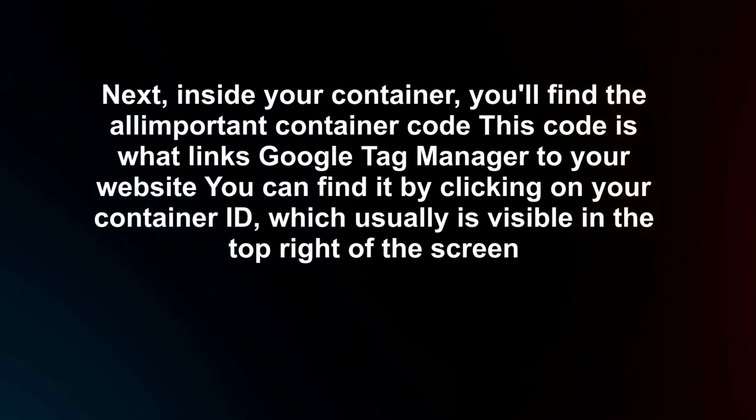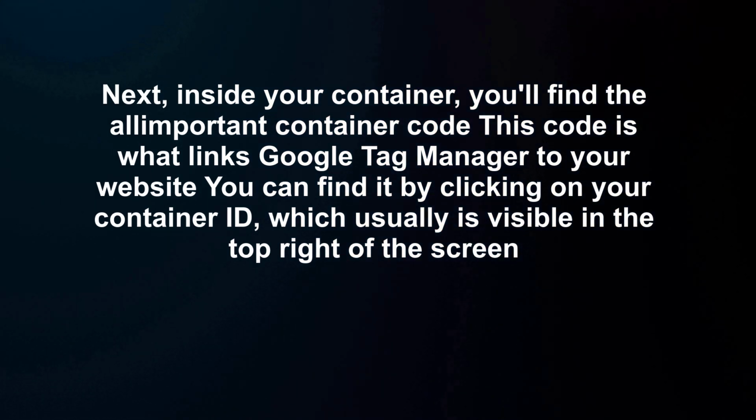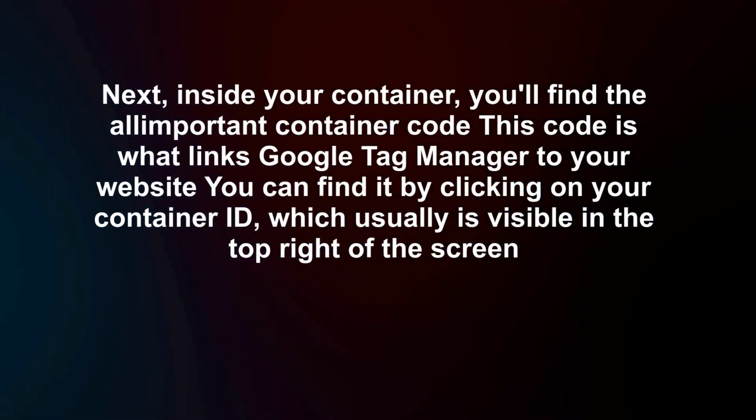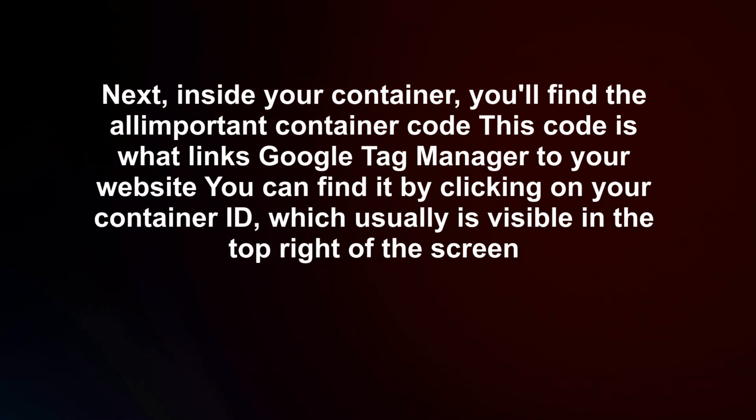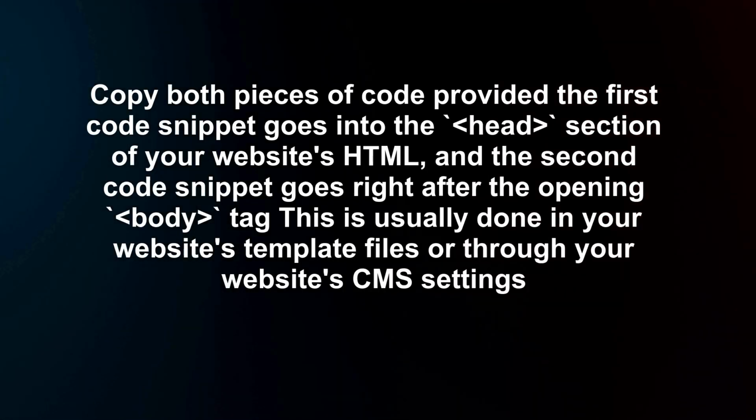Next, inside your container, you'll find the all-important container code. This code is what links Google Tag Manager to your website. You can find it by clicking on your container ID, which usually is visible in the top right of the screen. Copy both pieces of code provided.